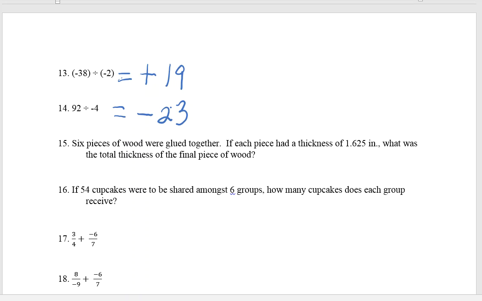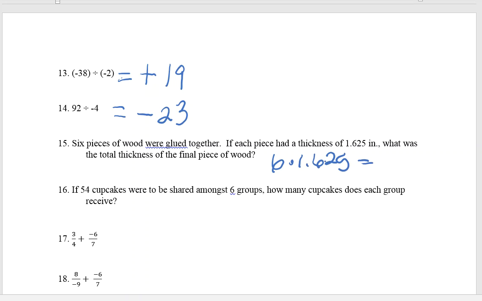Now this can be applied in situations as well. For instance, number 15. 6 pieces of wood were glued together. If each piece had a thickness of 1.625 inches, what was the total thickness of the final piece of wood? So I have multiple things that have the same length. So instead of adding the 1.625 6 times, I can do 6 times 1.625.